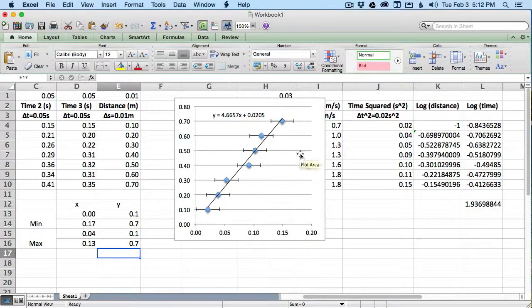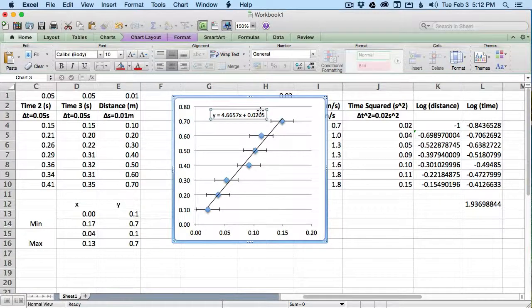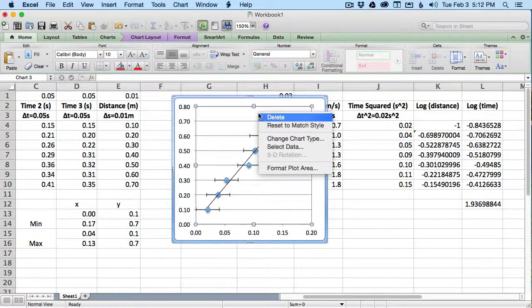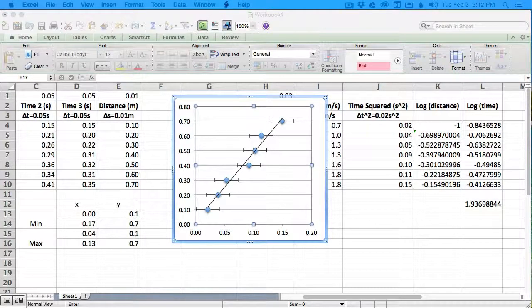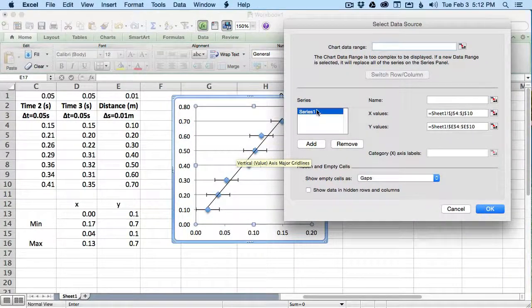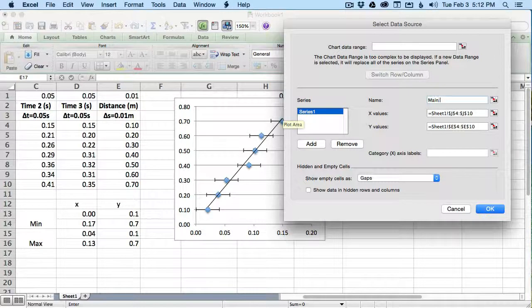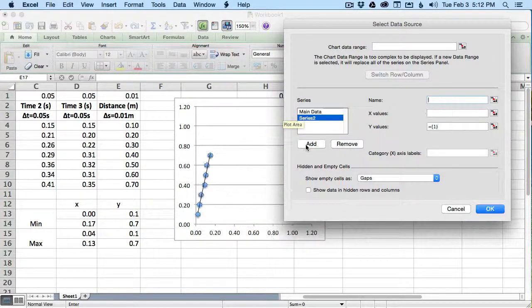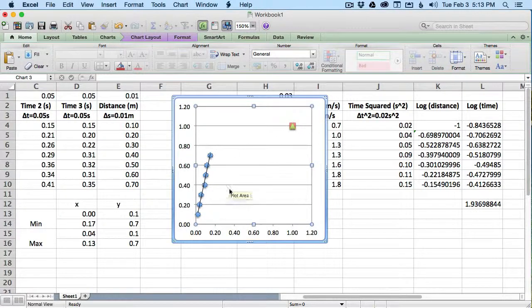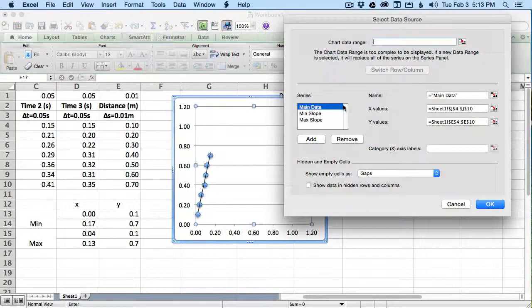Now I can go ahead and make my graph. Let's just clear out this equation for now just to save some space. And I can go ahead and select some data. Now, you've heard about series. We typically don't worry about series too much. But in this case, I'm going to say this is my main data. I'm going to add another series. This is min slope. And I'll add a third series that is max slope.